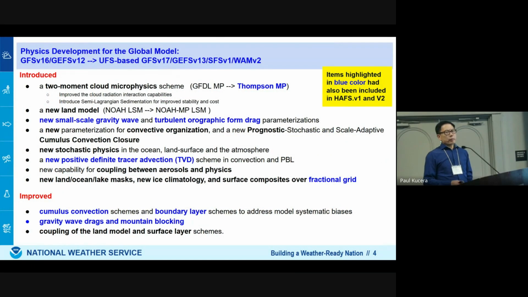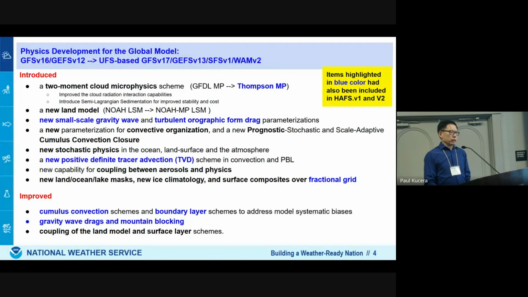Let's summarize some of the major physics changes we made in the past few years. For the microphysics, we switched from the GFDL microphysics to the two-moment Thompson microphysics. Thompson used to be more popular in regional model applications. This is the first time it has been used for global applications. We found first a computational instability issue. Then we developed the so-called semi-Lagrangian sedimentation for rain and graupel, and also improved the cloud radiation interaction in the tropics.